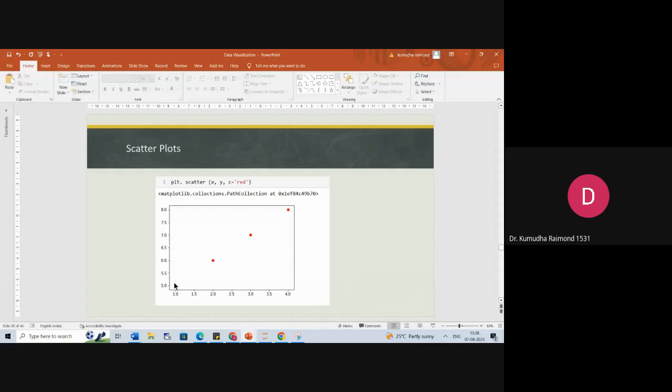This is a very simple one. I took the values of x and y. So for a given value of x, what is y? For the given value of x, what is y? Like that. There are only 4 data points. I said I want red color, so it is showing red color. So this is actually a positive correlation. As the x-axis value increases, the y-axis value also keeps on increasing.